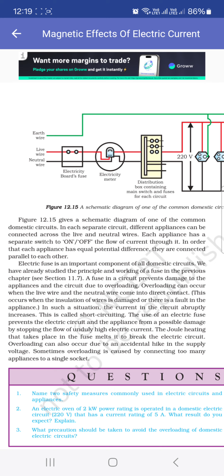Another advantage of parallel connection is that if one of the appliances is switched off or gets fused, there is no effect on the other appliances and they keep on operating.